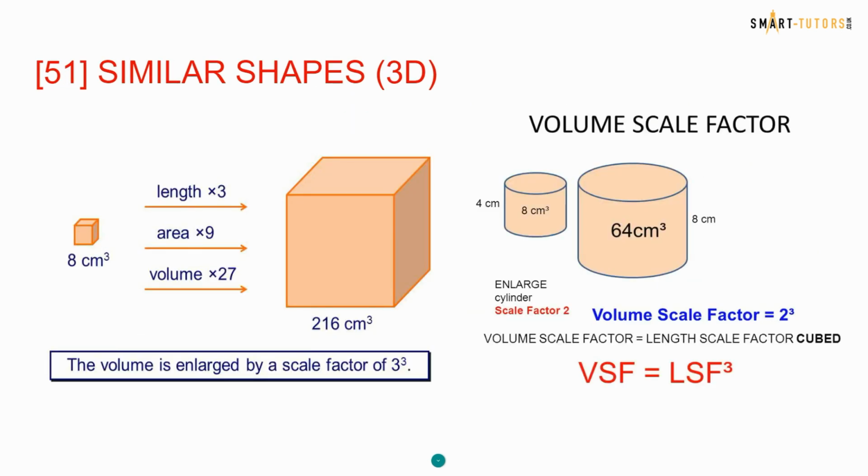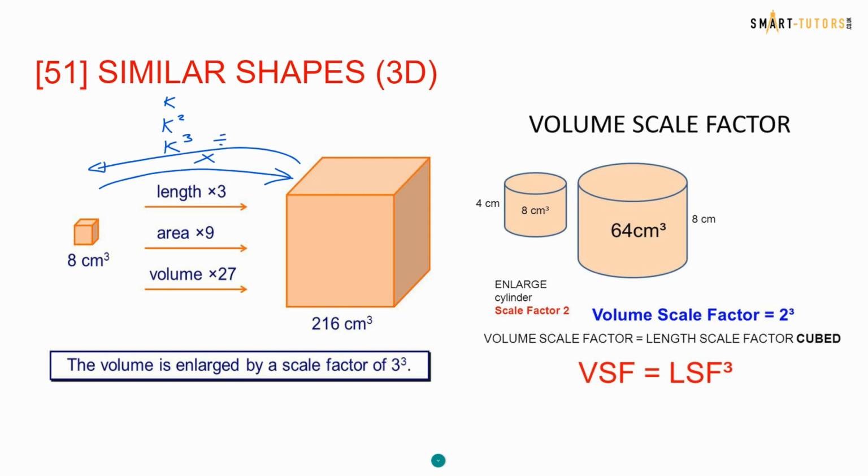Topic 51, similar shapes 3D. If you find out the length scale factor, so if the length scale factor is K, then the area scale factor is K squared. Volume scale factor is K cubed. If you are going from a small object to a bigger object, you multiply. And if you are going the other way around, big to small, you need to divide by the scale factor.